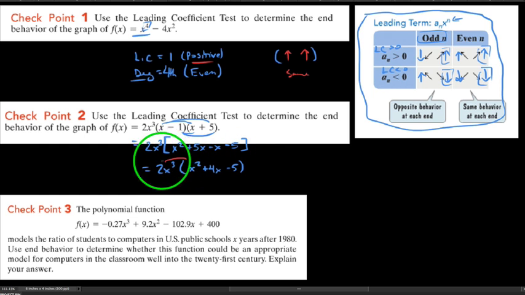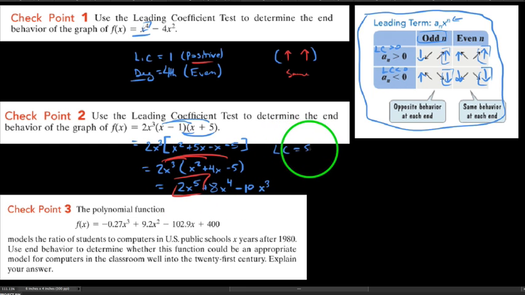And then now we're going to distribute this 2x cubed throughout, and we get 2x to the fifth, so we must have a fifth degree polynomial, plus 8x to the fourth, minus 10x to the third. And so now looking at this, I'm going to write these out again. We say the leading coefficient is equal to 2, and our degree, we have a fifth degree thing. So what we're going to write here is that the degree is odd, and that this is a positive value.